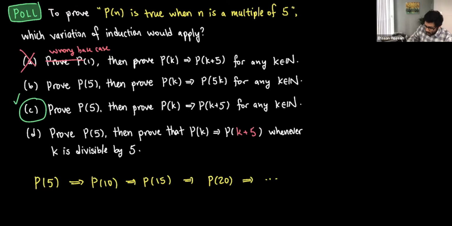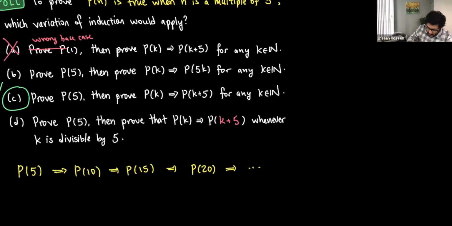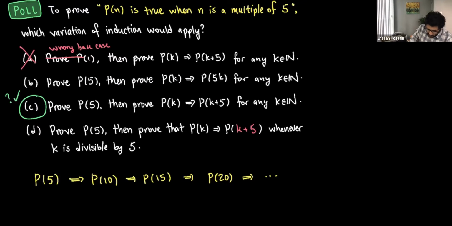So now it's looking remarkably like C. By the way, if I put it like this, C definitely isn't right anymore. If it was P of 5, it would have just been some statement. The conclusion would just be true, right? That's definitely not the right way to do it. It's P of K plus 5.